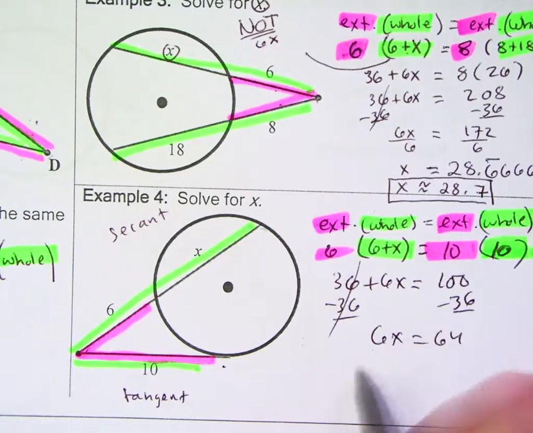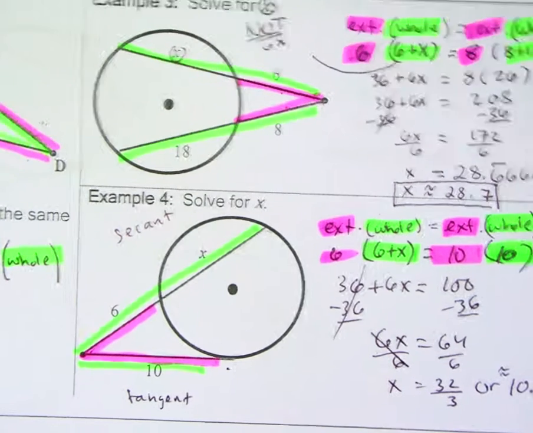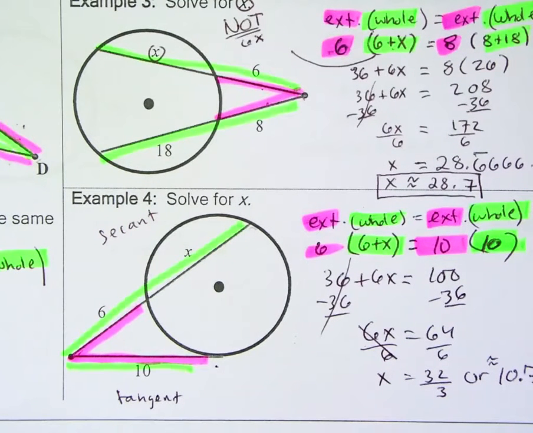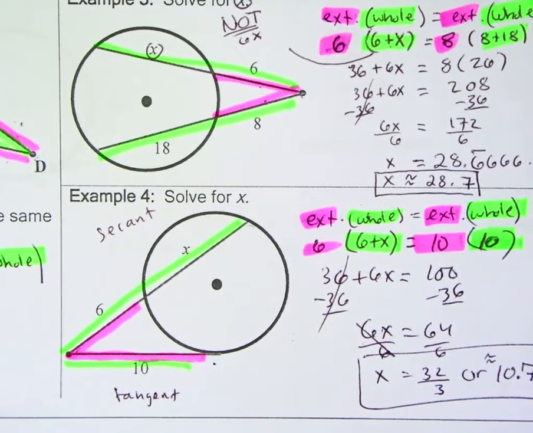What's that going to be? 64 by both sides by 6. I can reduce this, I think, to 32 over 3. Or if you were to go and do long division and then round, I think about 10.7 is what you're looking at here. I think that's the case. So there you go. That's the application of all three relationships here. Make sure to annotate and highlight, and that'll really, really help. Good luck.